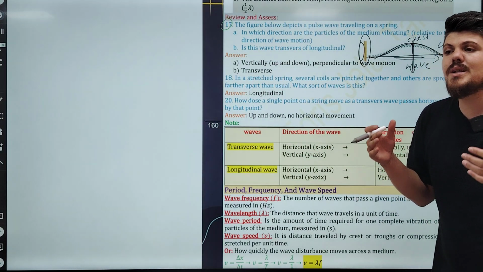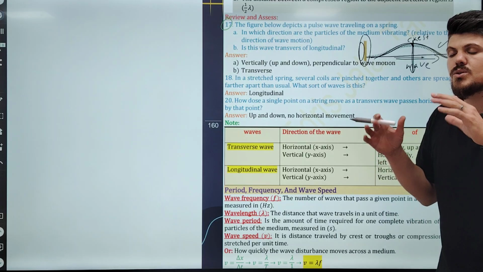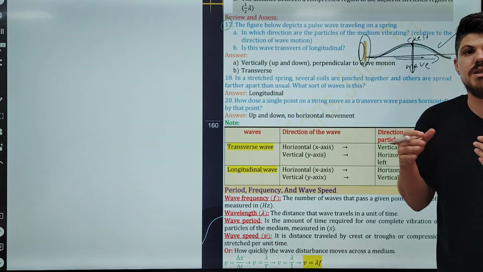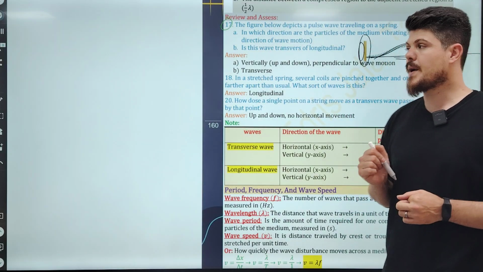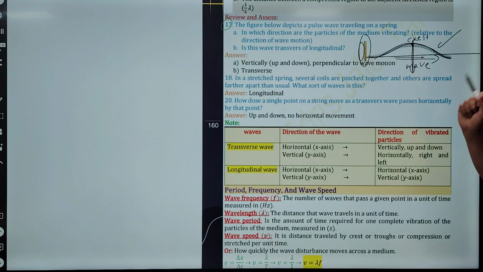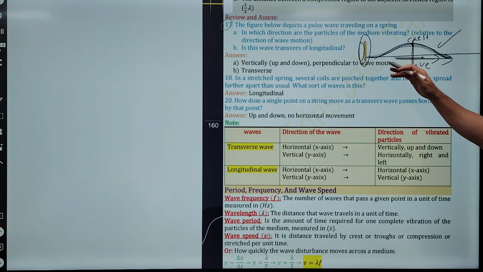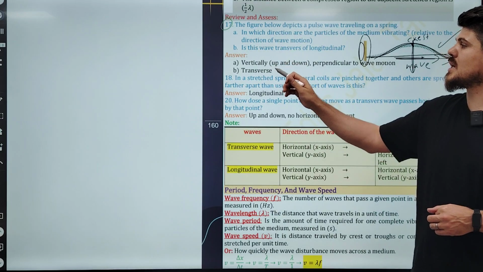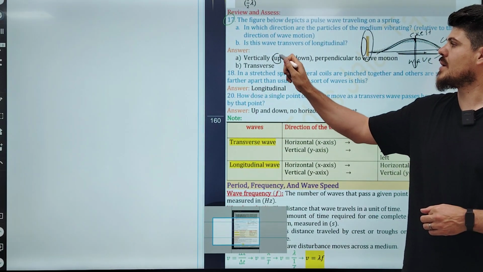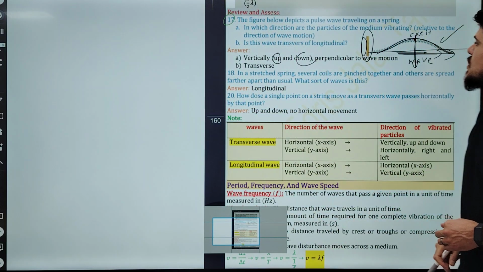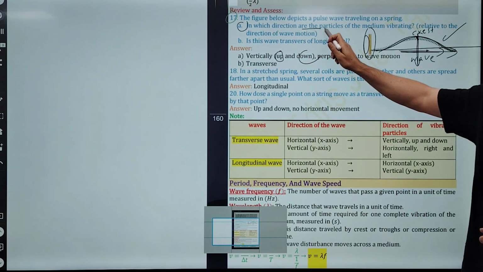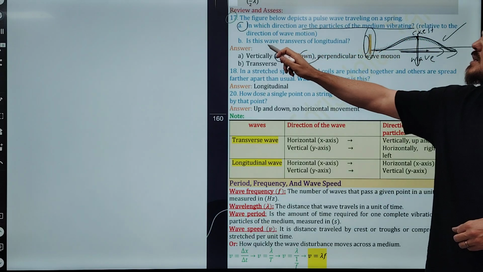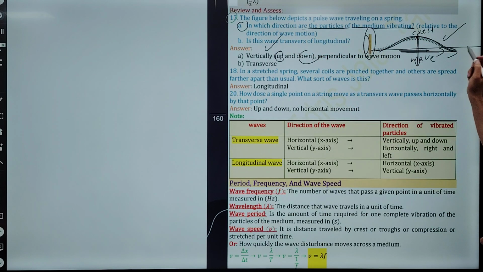So, what about when the direction of the wave is vertical? Then the particles vibrate right and left. But as you can see in this figure, the direction of the wave is horizontal, so that is why the particles vibrate vertically, up and down, perpendicular to the direction of the wave. The question says, in which direction are the particles of the medium vibrating? Vertically. Why vertically? Because the direction of the wave is horizontal.